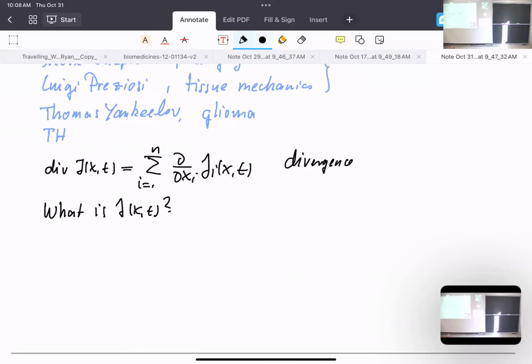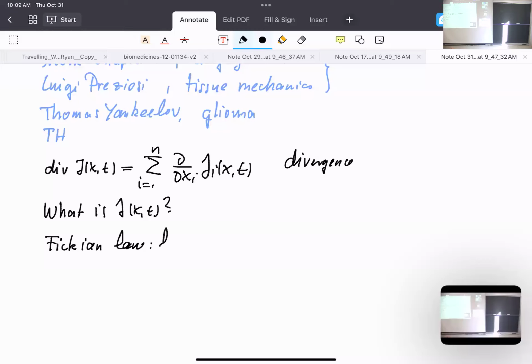And then we could ask the smart people in the Zoom and the smart people in the room, or we could ask the smart people in history and see what they did before us. So this time let's ask the people in history. And I would say the most important choice is called Fickian law, which was introduced by Fick. Fick was a German physician, I think. So Fickian law for diffusion says that the flux is proportional to the negative gradient of the population.